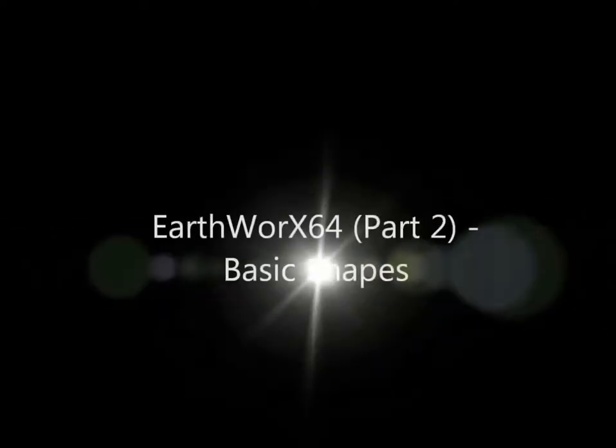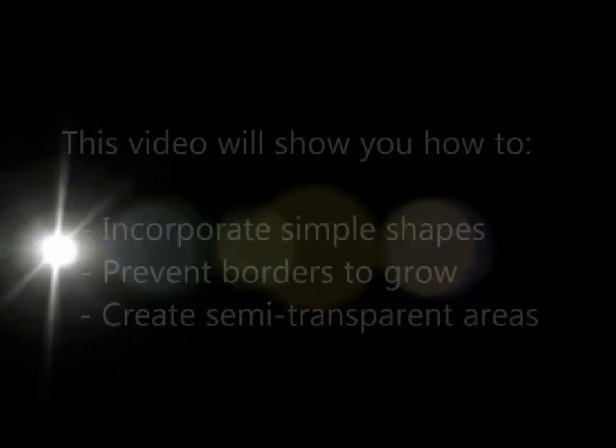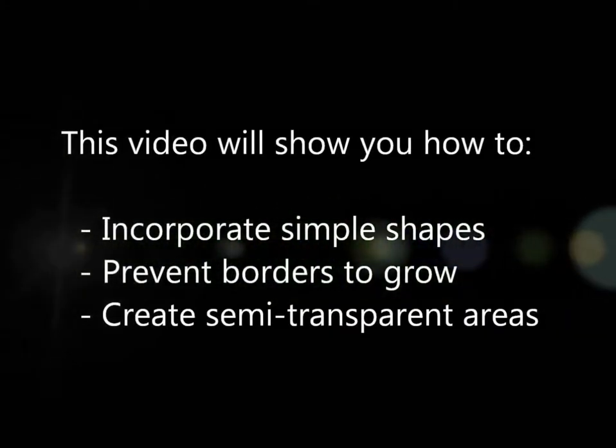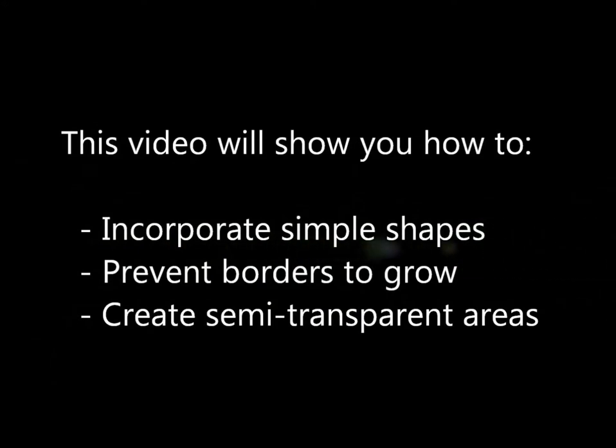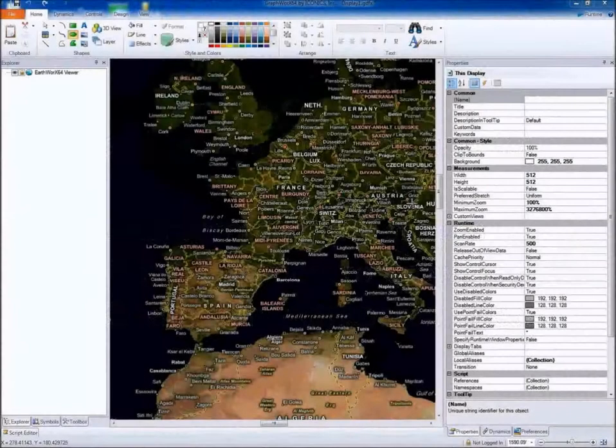This video continues the discussion from part 1 and discusses the incorporation of simple shapes into a GraphWorks control. It will also explain how to prevent borders from growing, as well as creating semi-transparent areas. In this video we will see how we can add some simple shapes to the map.